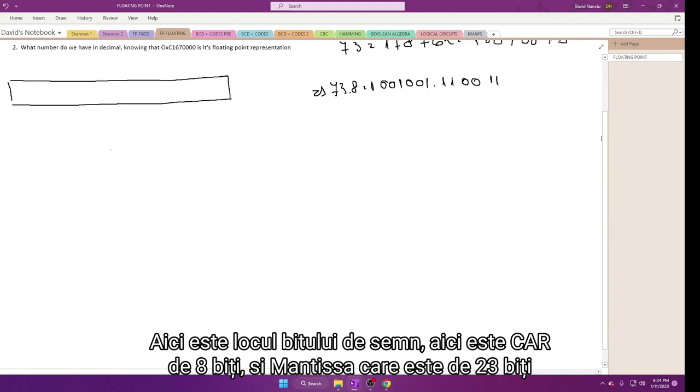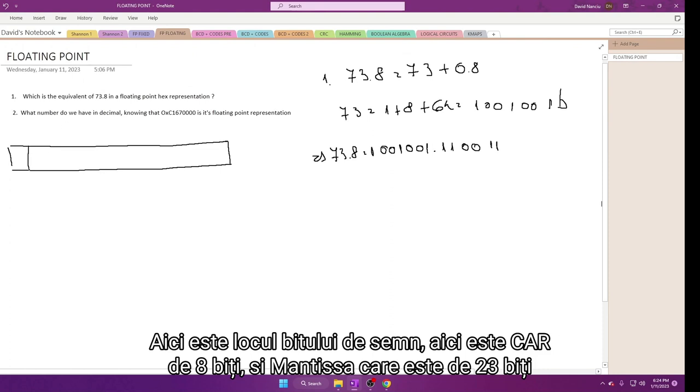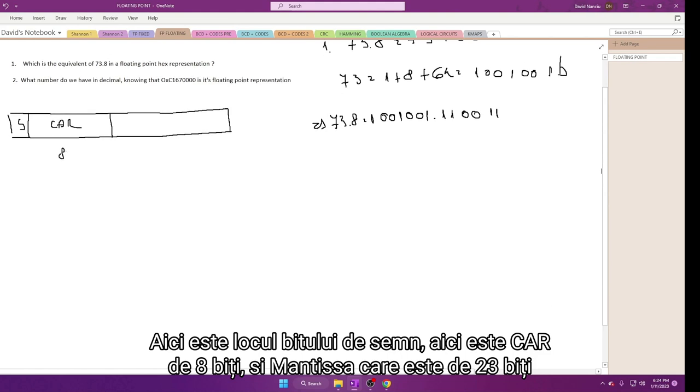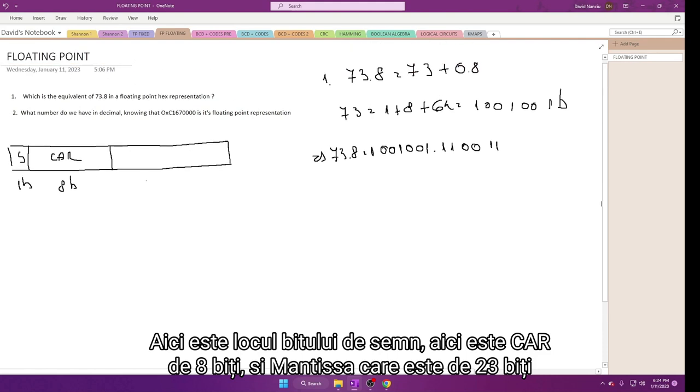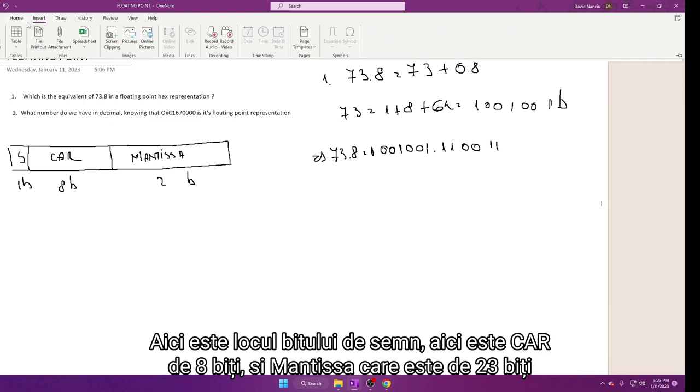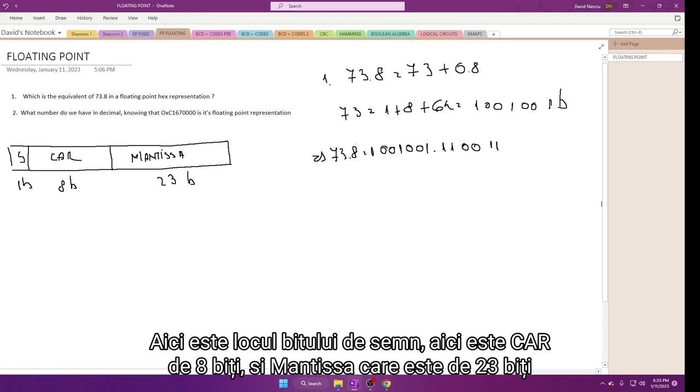All right, so this is the place where the sign bit will be. This is the characteristic, which in our case is 8 bits. This one is 1 bit, and this is the mantissa, which is 23 bits. Yeah, it's 32 minus 8, which is 24, minus 1, which is 23.